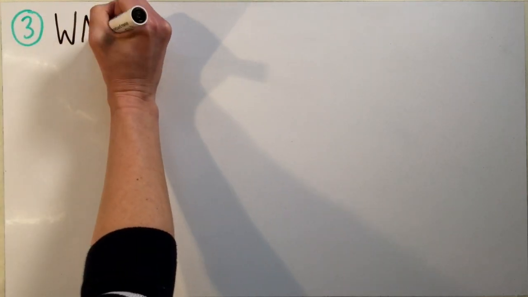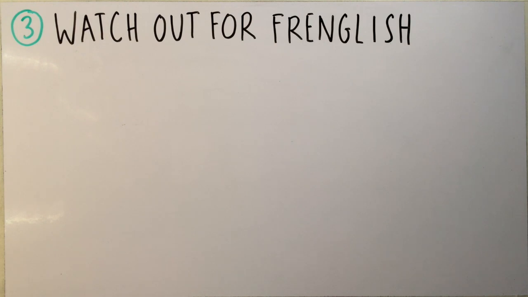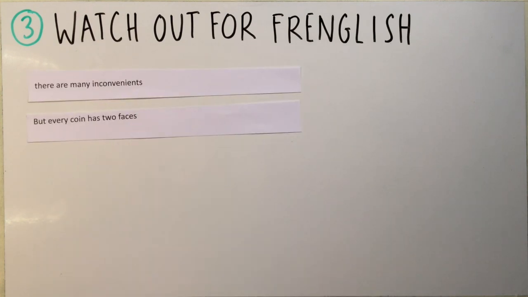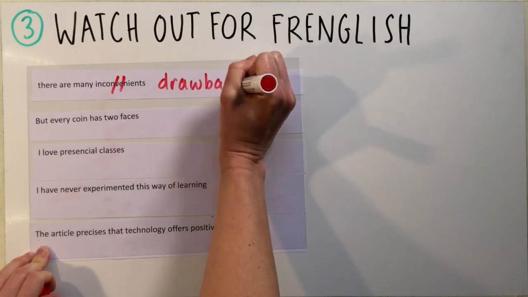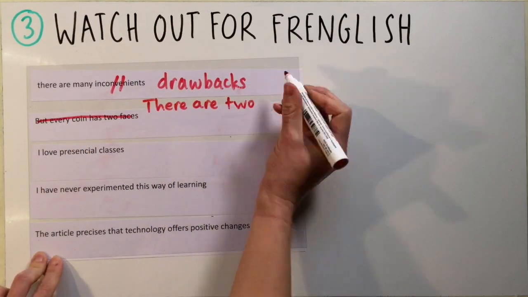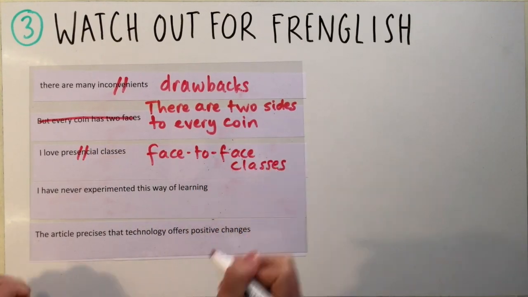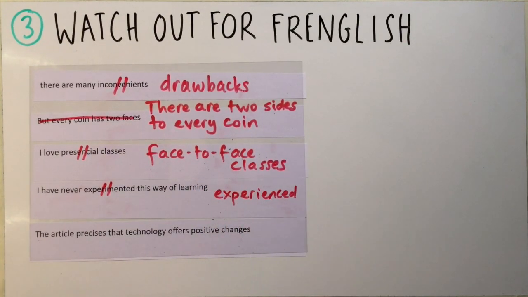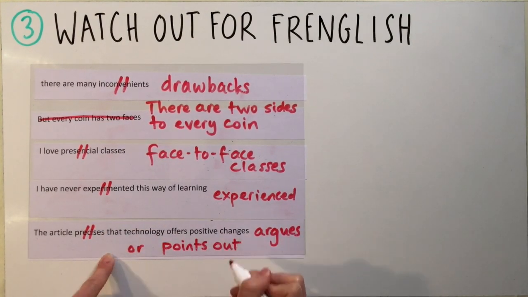This brings me to the third point. Watch out for Frienglish. Now, these are expressions or words that you use in French that you shouldn't translate literally. I'll give you some examples so that you can avoid them in the future. There are many drawbacks, but there are two sides to every coin. I love face-to-face classes. I have never experienced this way of learning. The article argues or points out that technology offers positive changes.